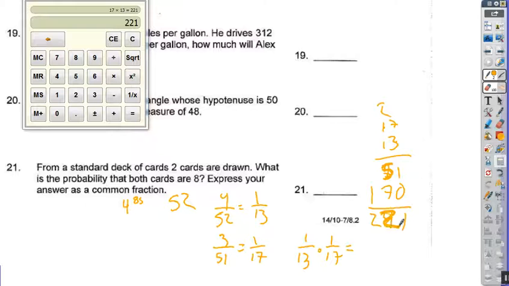Okay. So we get 1 out of 221 times I will get double 8s. All right. So I hope that was helpful, and I'll see you on Monday.